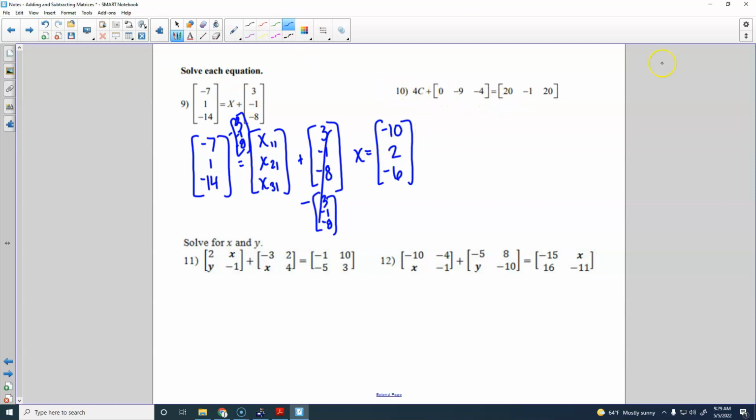For 10, we could solve this like an equation, right? So we would subtract 0, negative 9, and negative 4. So 4c would be 20 minus 0 would just give us 20. Negative 1 minus negative 9 would be a positive 8. And 20 minus negative 4 would be a 24.